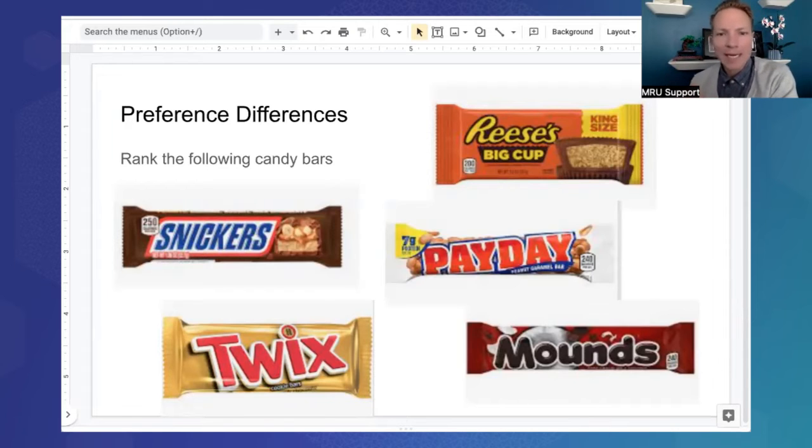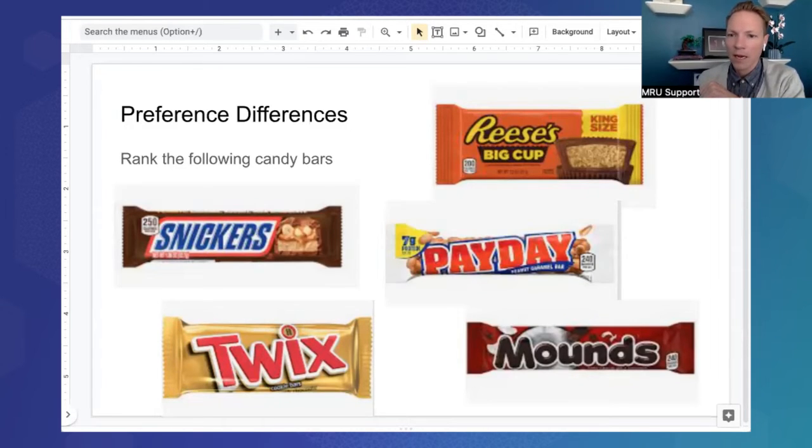Okay, so the idea is each student has an item, and now you say, all right, trade with each other. See if you can find trades. And inevitably there will be trades. So for instance, let's look at these candy bars. I have 5 candy bars here.